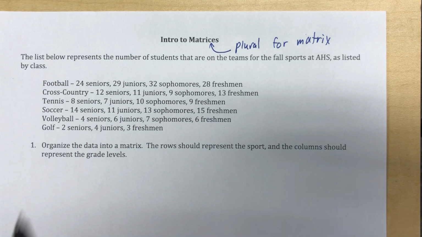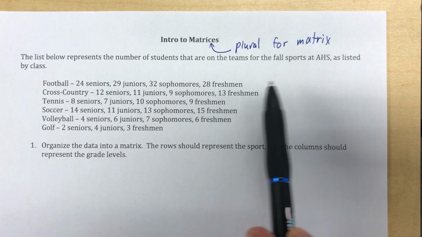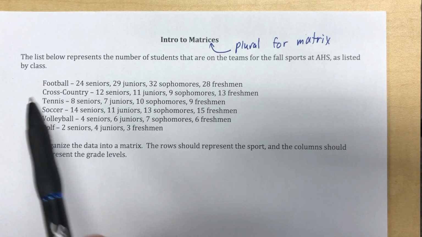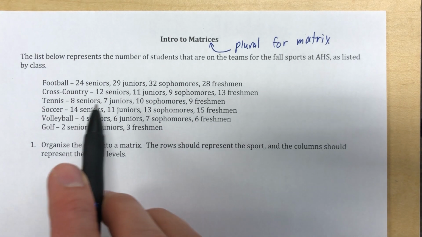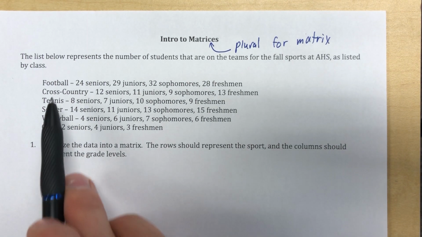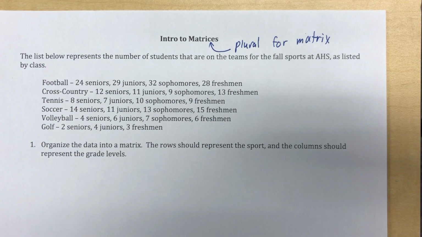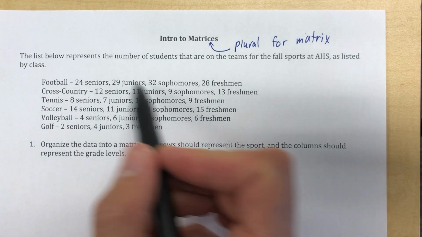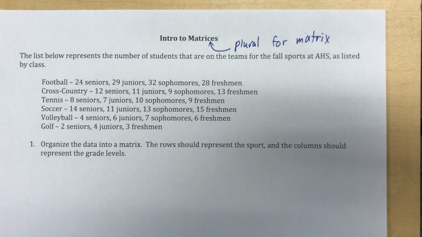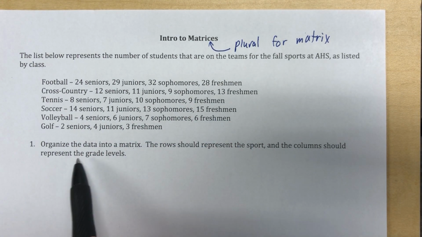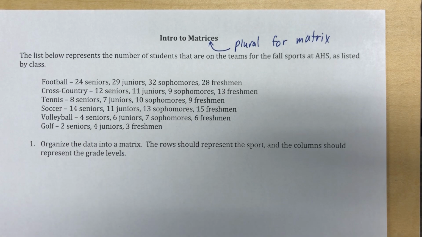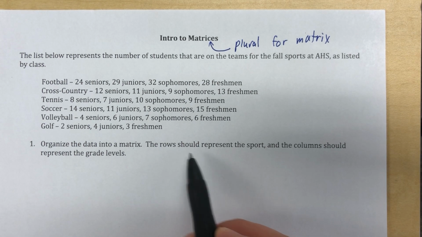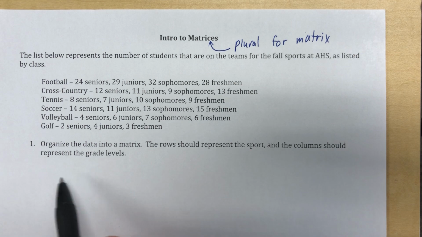So the list below represents the number of students that are on the teams for the fall sports at AHS, listed by class. So we have seniors, juniors, sophomores, and freshmen for football, cross country, tennis, soccer, volleyball, and golf. Again, a lot of information, and it's a little bit overwhelming. So the practical aspect of this is that we're going to take all this stuff and make it in a very organized way. So number one says organize the data into a matrix. You'll see what we're talking about in a second. The rows should represent the sport and the columns should represent the grade levels.